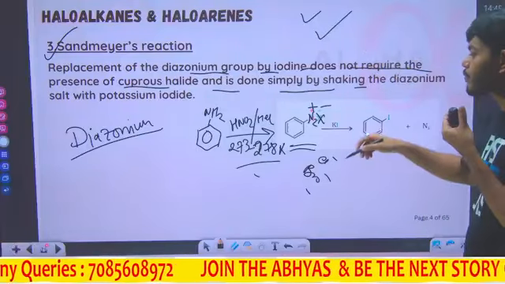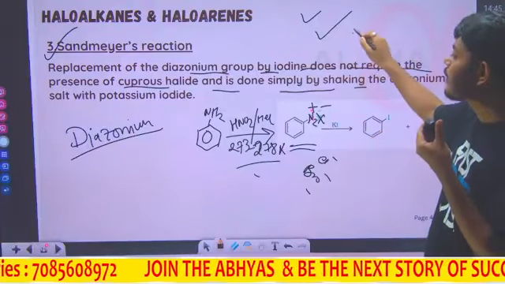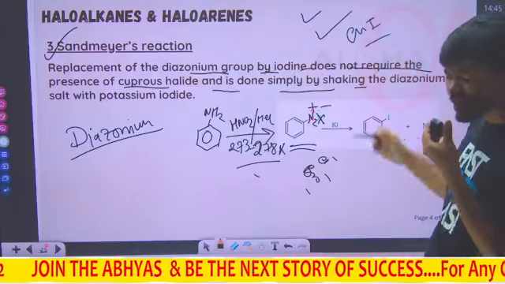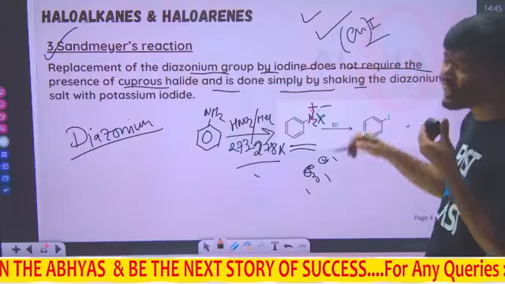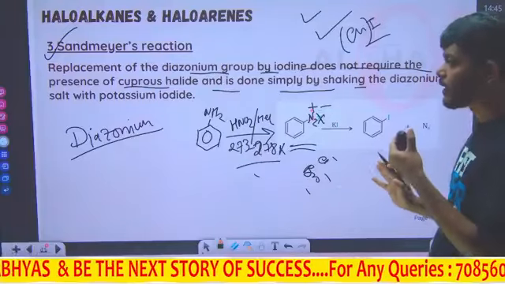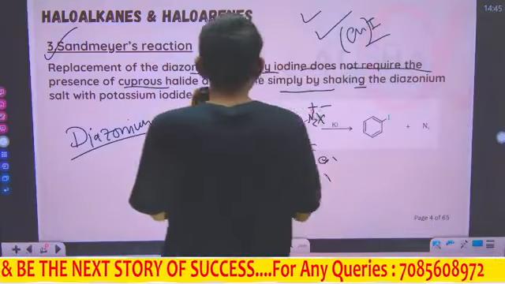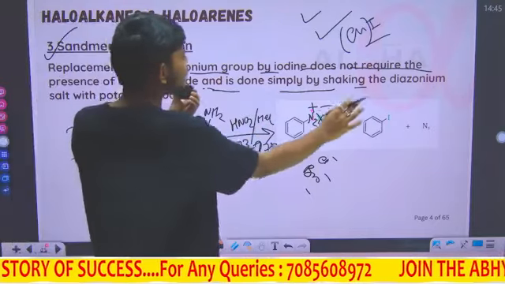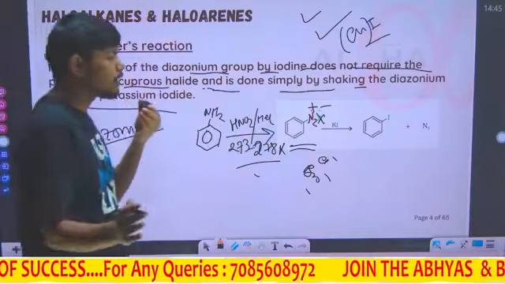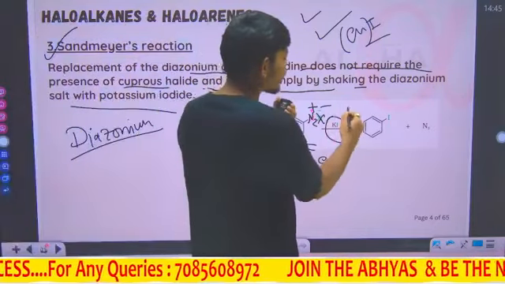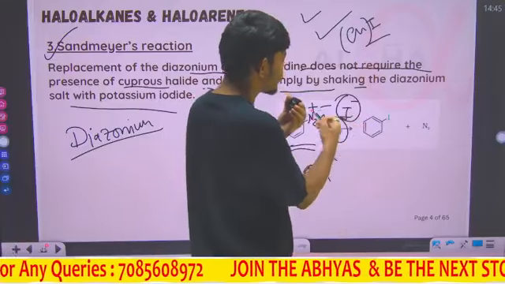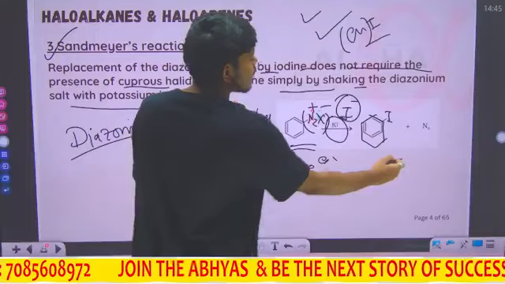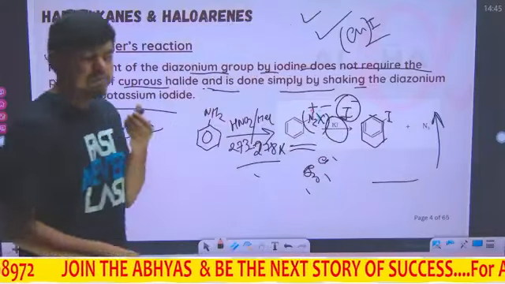In a later chapter, they say Cu2I2 or whatever is needed, just copper, acts as a co-catalyst. But here, we don't need any co-catalyst, that is cuprous halide. It is done simply by shaking the diazonium salt with potassium iodide. Here I minus is your nucleophile. I minus will exchange with the diazonium group and iodine will be added to your benzene ring. Simple reaction, and nitrogen gas will be evolved.